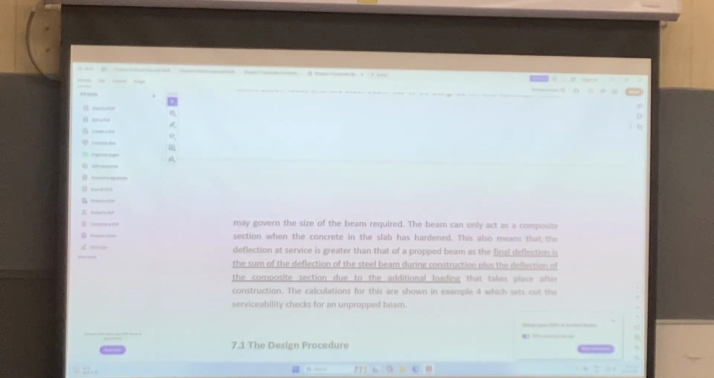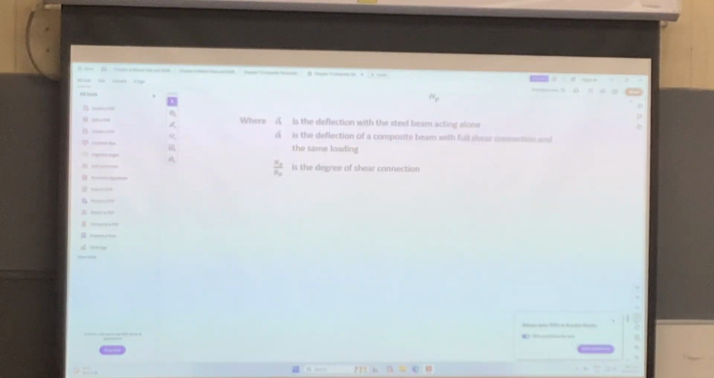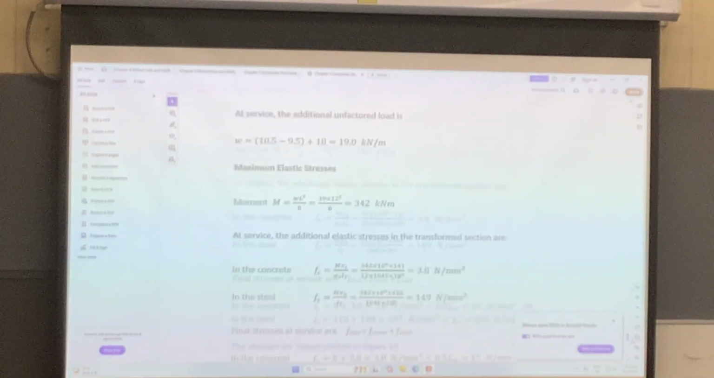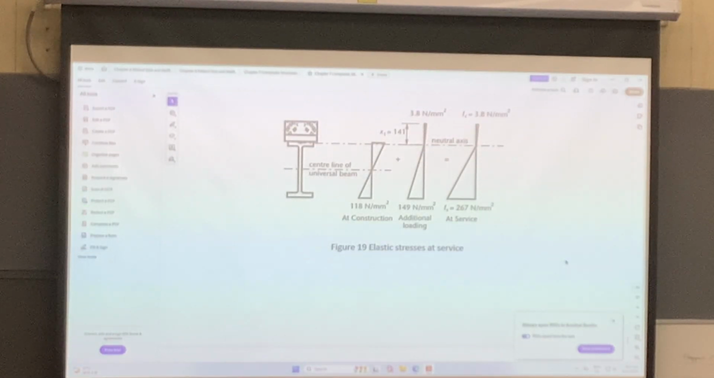I just show you quickly the stress diagram, which is actually later. You will see that it's something like this. In construction, you will have the stress like this. Okay? And then during the composite stage, you will have something like this. So the overall is this one plus this one, so the overall stress stage is something like this. Okay? So this is the so-called composite stage.